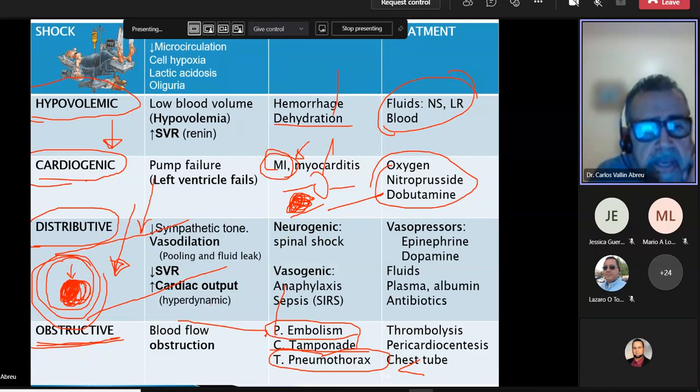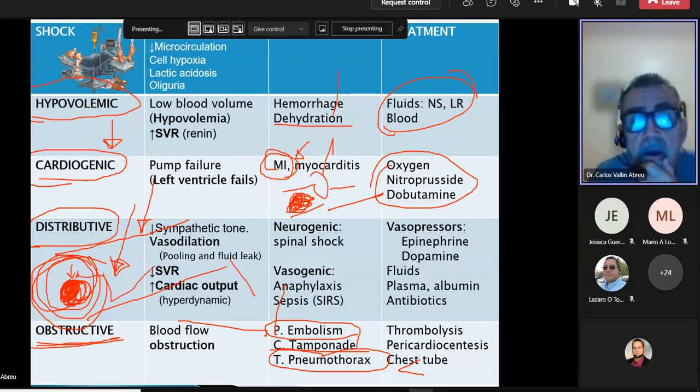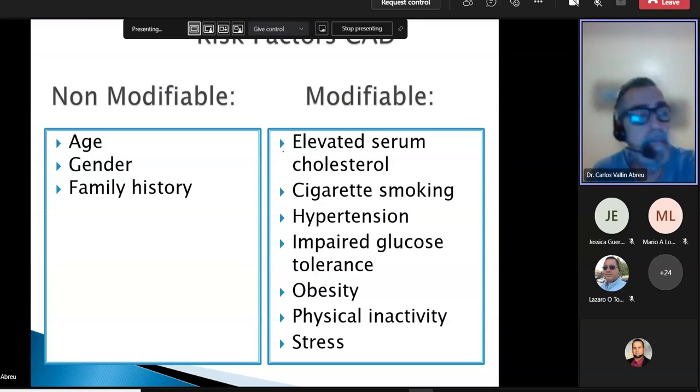Obviously, the medication of choice to revert a distributive shock is a vasoconstrictor. That's why vasoconstrictors, especially epinephrine and norepinephrine, are the medication of choice, but also administration of more liquid to increase even more the volemia is going to help. So this is the basic concept that you need to have about shock.